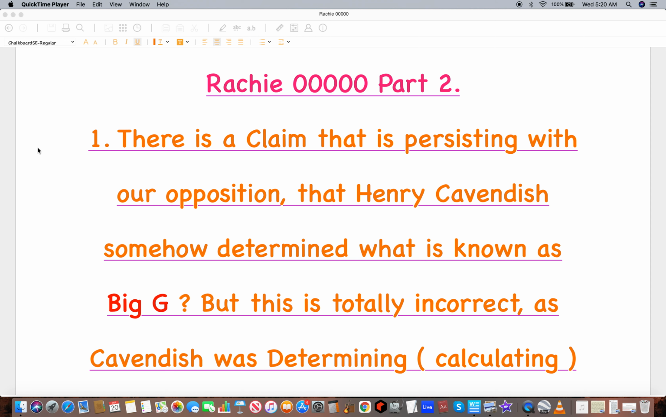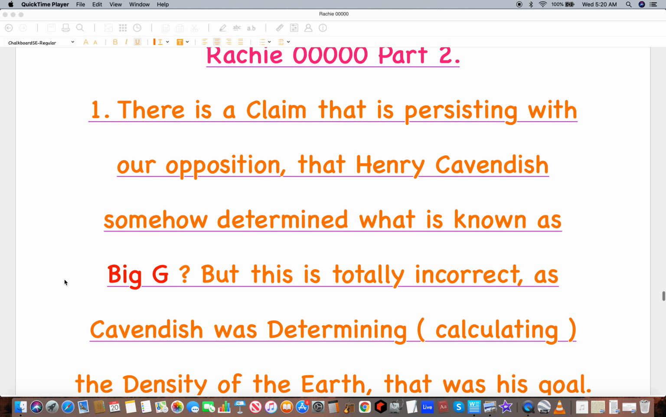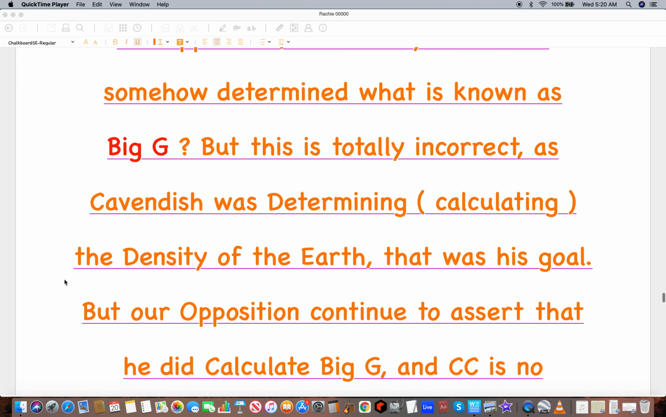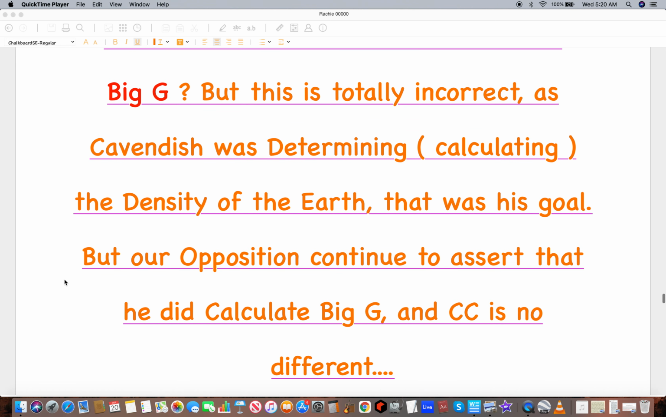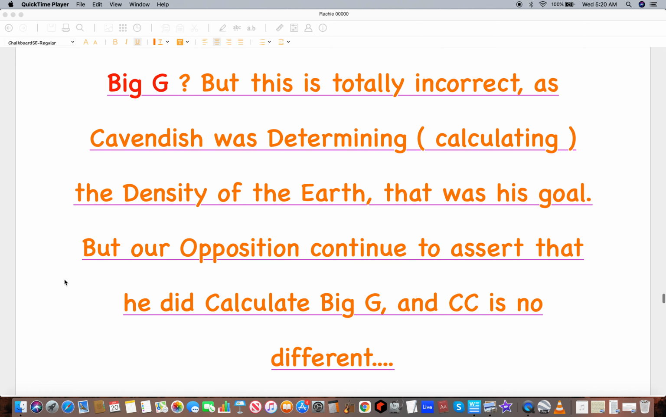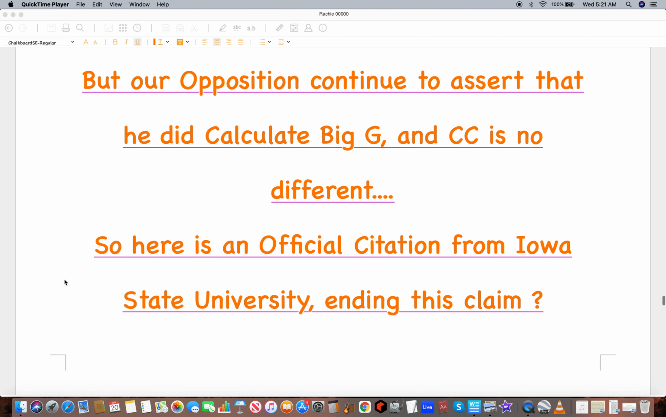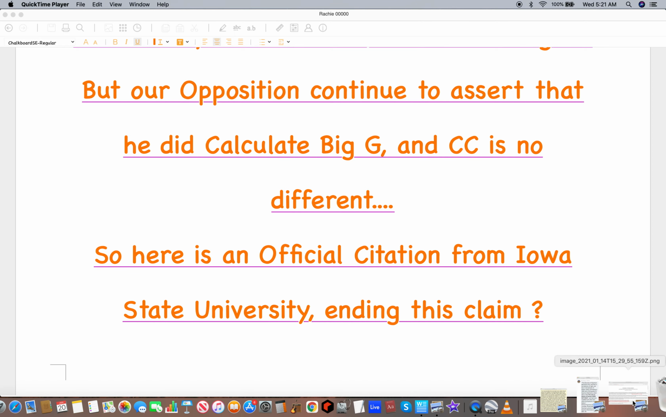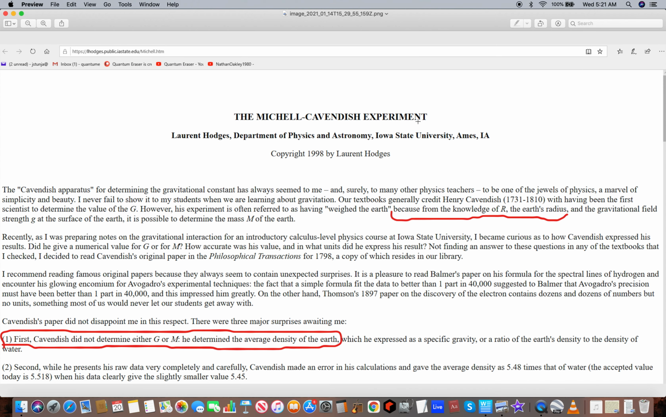There is a claim that is persisting with our opposition that Henry Cavendish somehow determined what is known as Big G. But this is totally incorrect, as Cavendish was calculating the density of the Earth. That was his goal. But our opposition continued to assert that he did calculate Big G, and CC, Conspiracy Cats, is no different. So here is an official citation from Iowa State University ending this claim.